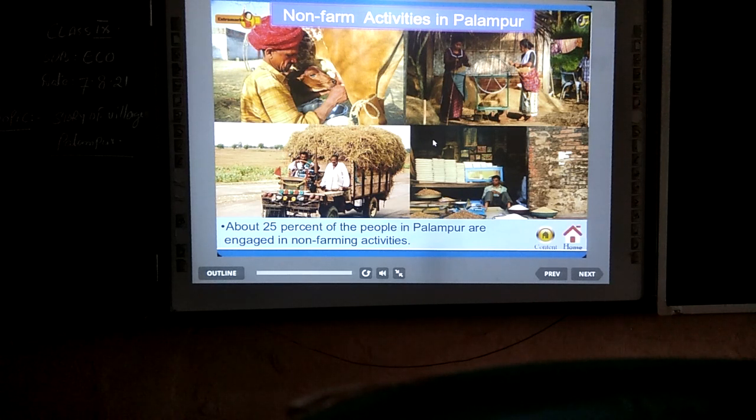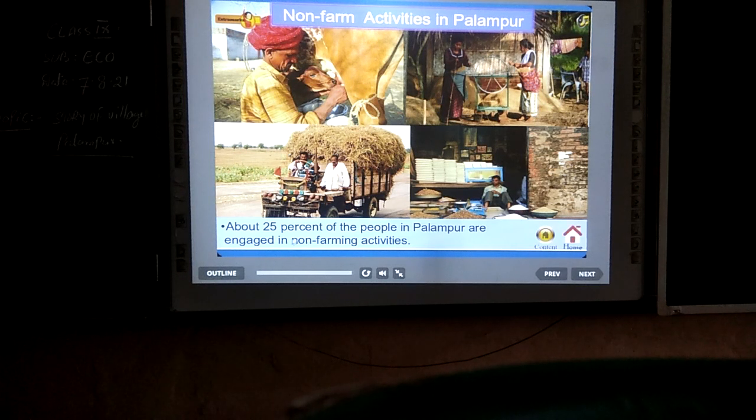If you see the non-farming activities on this slide, here one person is taking milk, here a tractor is transporting, here one fellow is running a general errand shop, and another is weaving cloth. So that means the people carry out different kinds of activities and work.